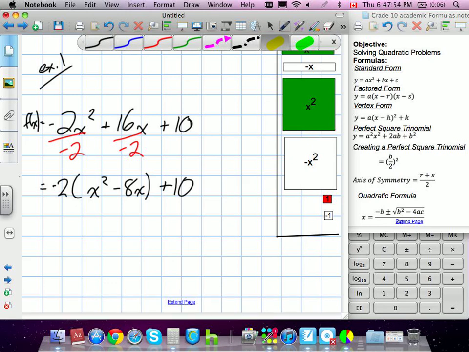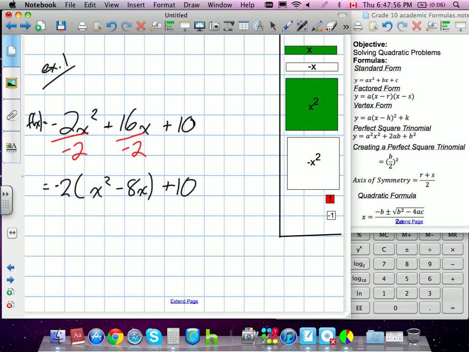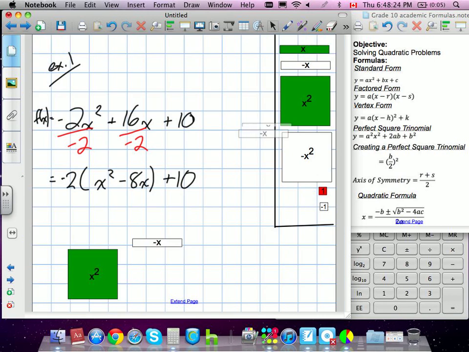I have an x squared, which is going to be represented by this. Negative 8x, well, if this represents a positive x, each of these is going to represent a negative x. So I'm actually going to need 8 of those. And 10, which we're going to use to represent this as 1s. Okay? So I'm going to bring these shapes over. So we have an x squared, and we have 1, 2, it's going to take 4, 5, 6, 7, 8. And of course I do have the 10 ones.